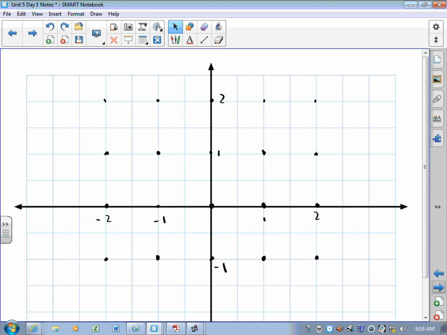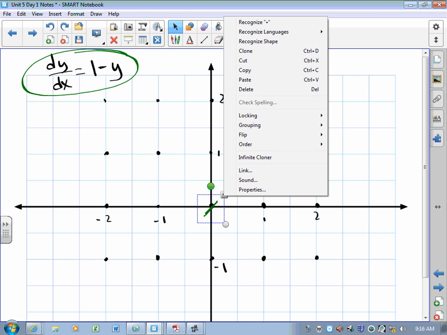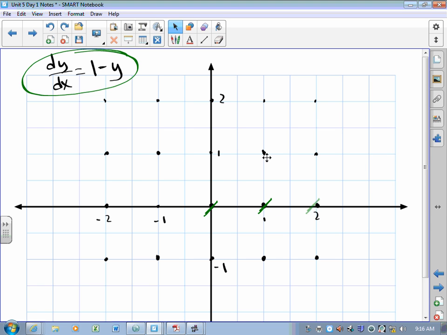I'll do a couple more. What if the derivative looks like that? What if the derivative is 1 minus y? Well, if the derivative is 1 minus y, then I'll just start at the origin because it's convenient. What is the slope of the tangent line when y equals 0? Well, that's 1, a nice 45-degree angle. And everywhere y equals 0, we're on that kind of a line.